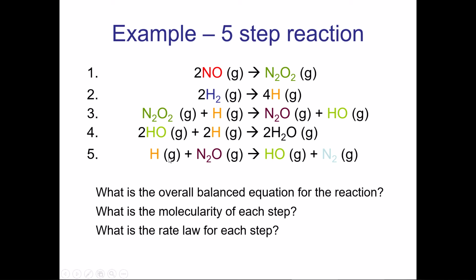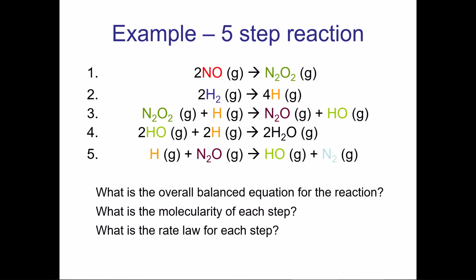And then the last step we have bimolecular again, 2 different molecules, H and N2O, to produce our products. So rate is equal to k times H times N2O. So we know the molecularity of each step. We have bimolecular, unimolecular, bimolecular, bimolecular, bimolecular, and we know the rate law for each step.